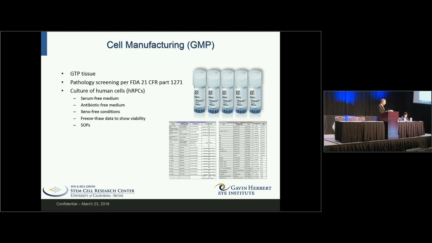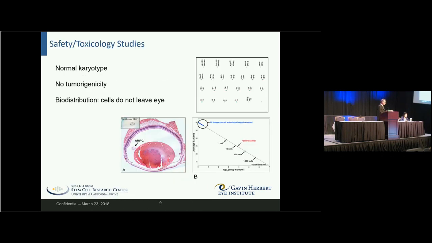Here's a quick overview of the CMC, just to point out that you're going to have a tough time using just typical lab product if you want to go into the clinic. And generating a clinical product involves quite a bit of testing and a number of changes to your product to ensure safety in humans. Overview of the toxicology. One thing is you want to make sure your cells are safe. Here I show a normal karyotype. That's pretty important. Also, we look for tumorigenicity.